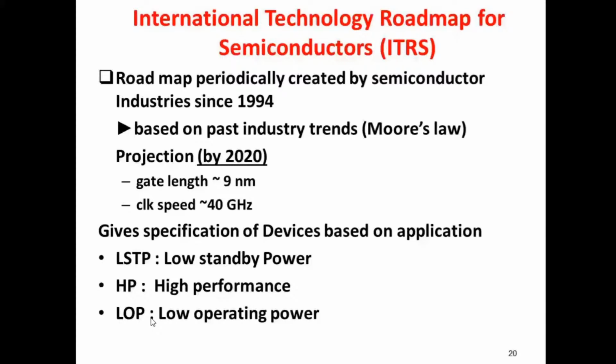Last category is the low operating power. Typical examples of this are the devices used in your calculators, in your watches. You put one battery and it runs for approximately 1 year because it is operating on low power. Here both the VDD is low and the I-off is low.